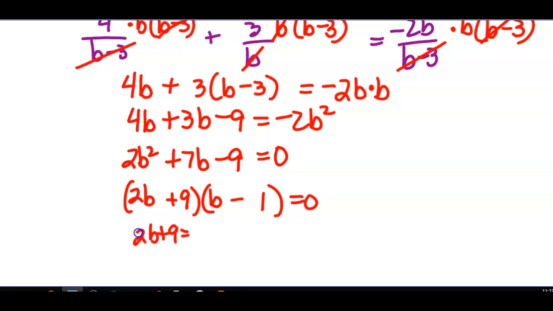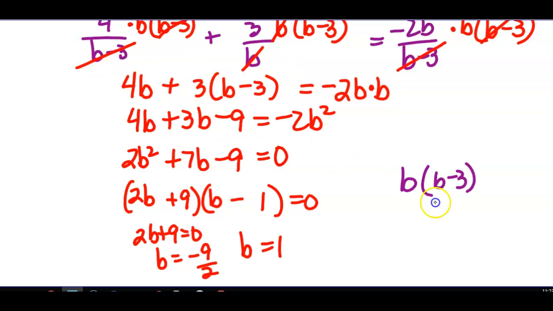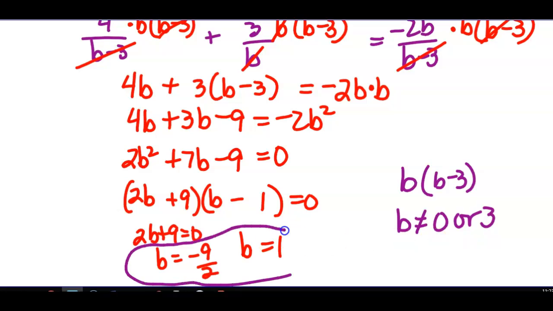Here, if we set this equal to 0, we get negative 9 halves. Here we get b equals 1. If we go back to the beginning of this problem, the denominators had a b and a b minus 3 across the way. So we have b cannot equal 0 or 3, but those are not either one of these answers, so both should work.